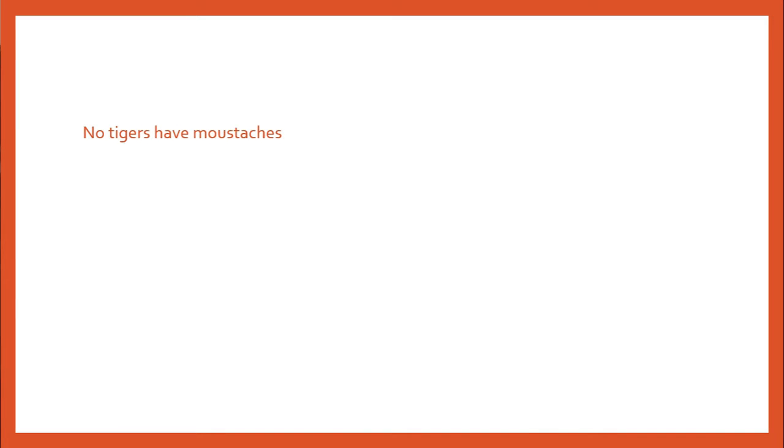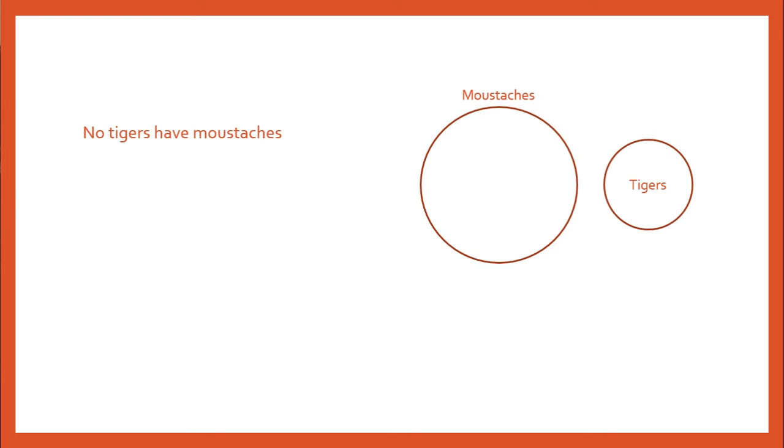Okay, our next one, no tigers have mustaches. So again, we need a circle representing mustaches and a second circle representing tigers, but because this says no tigers have mustaches, these circles are not allowed to touch at all. Next, I do not have a mustache. So now the X representing me cannot be inside the circle of things that have mustaches.